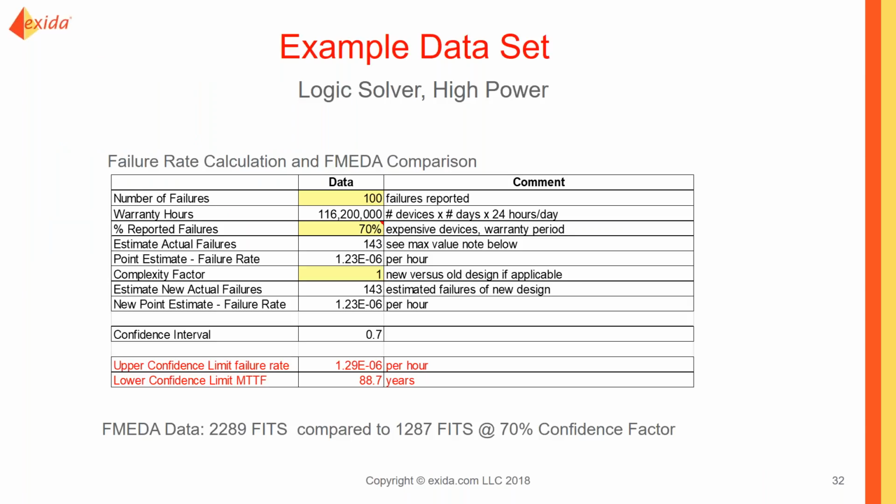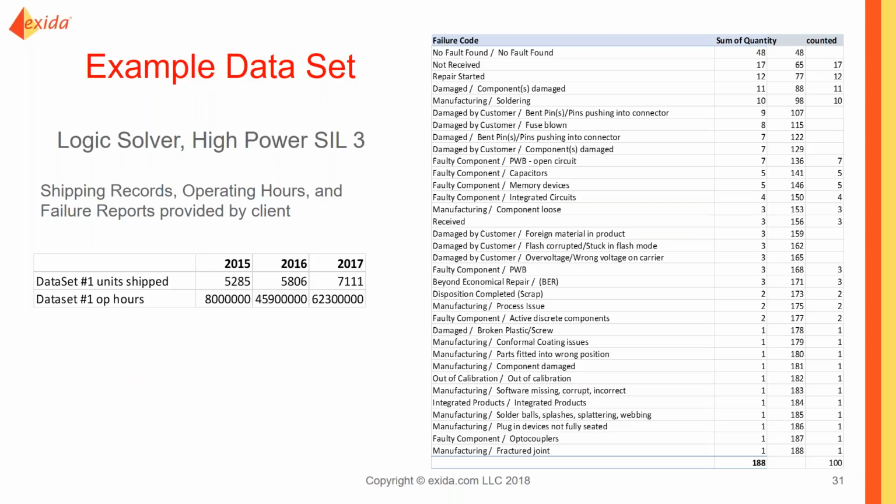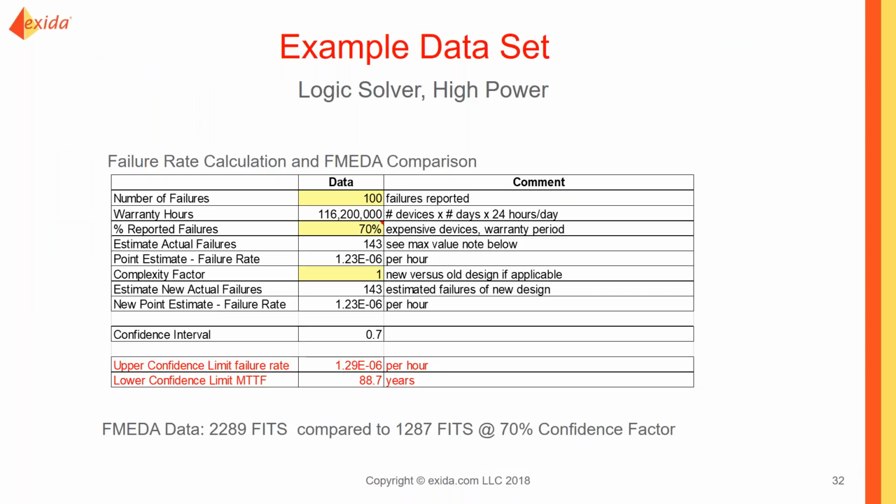Now, the next thing here is, okay, so now let me go back. If you see all these, you see 100 failures. Now what you do is you take that data and you put that into the spreadsheet here. The number of failures was 100. That's what was reported. You looked at all the warranty hours.